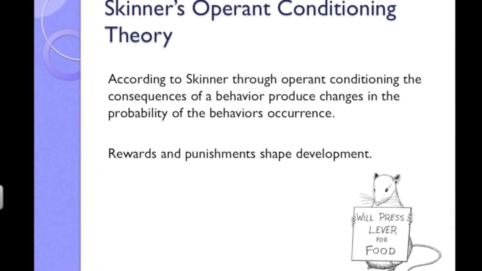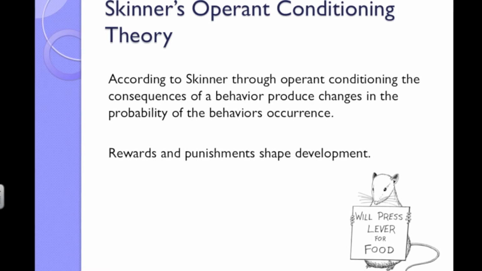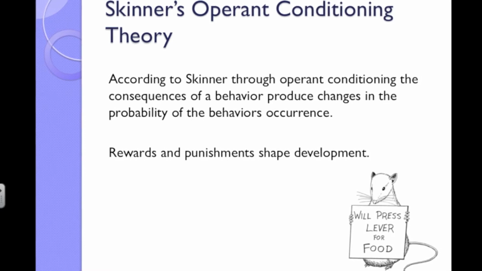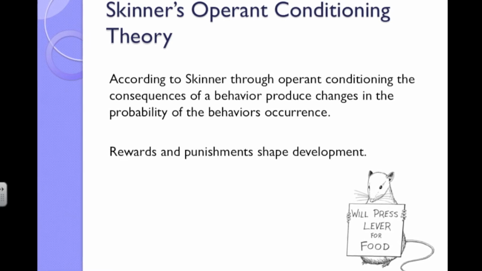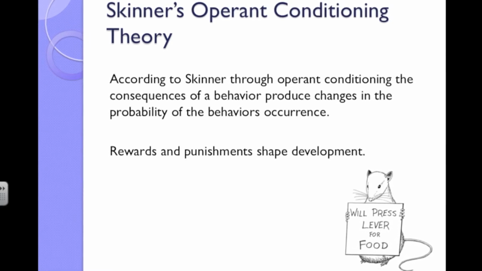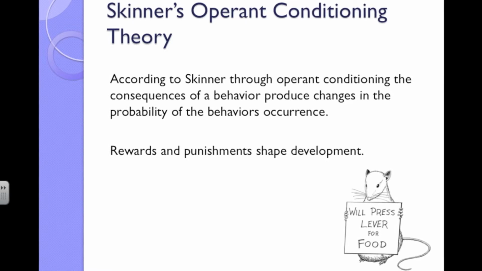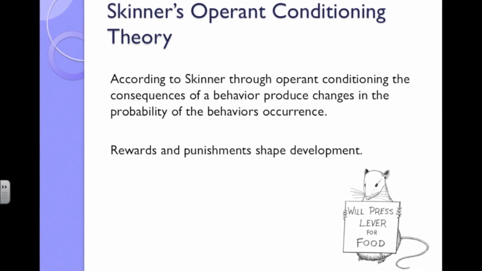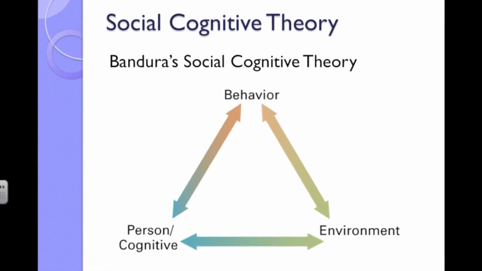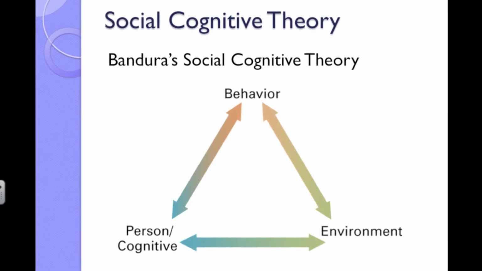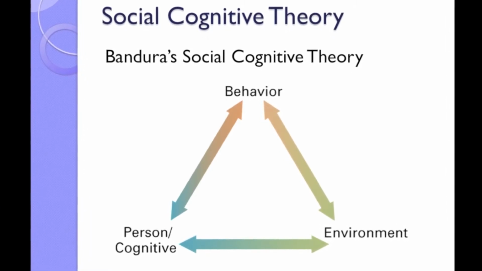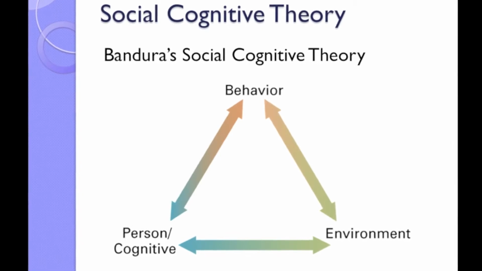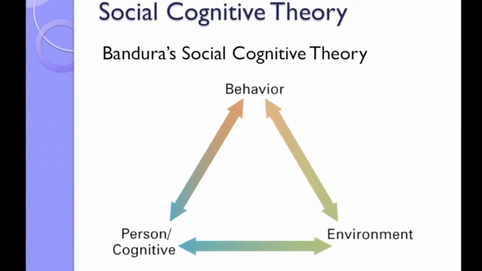B.F. Skinner's operant conditioning theory states that through operant conditioning, the consequences of behavior produce changes in the probability of the behavior's occurrence. Skinner's approach argues that development consists of the pattern of behavioral change brought about by rewards and punishment. Albert Bandura's theory recognizes that behavior, environment, and cognition are key factors in development. His research focuses on observational learning, which is learning that occurs through observing what others do.